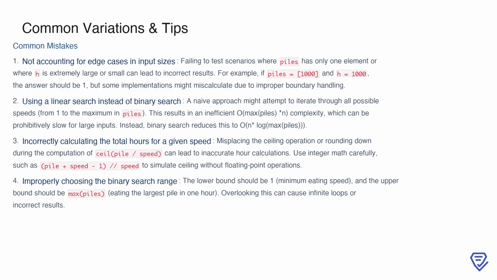Lastly, setting the binary search range incorrectly is a frequent pitfall. The lower bound should always be 1, representing the minimum speed, and the upper bound should be the largest pile size, as Koko could theoretically eat it in 1 hour. Overlooking these boundaries can lead to infinite loops or wrong answers.